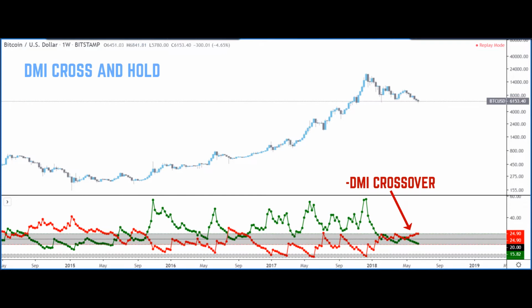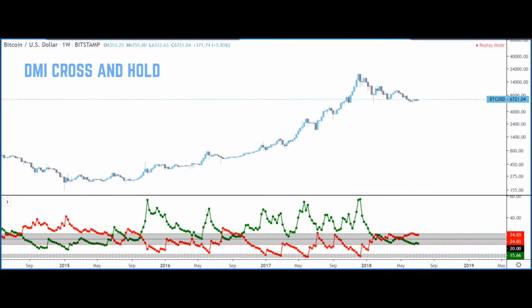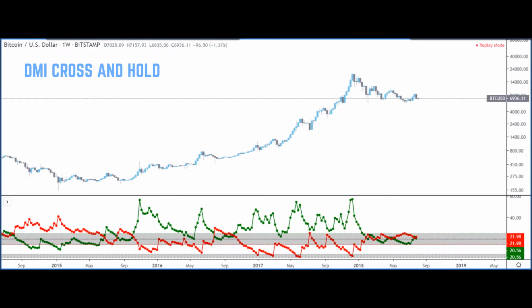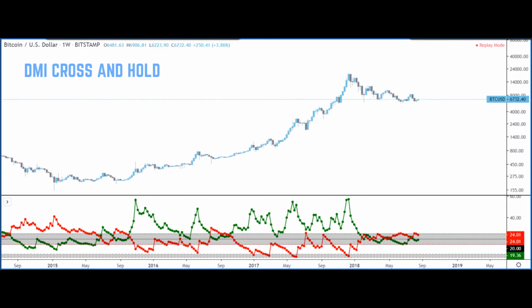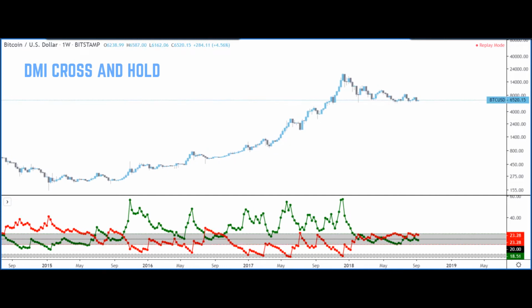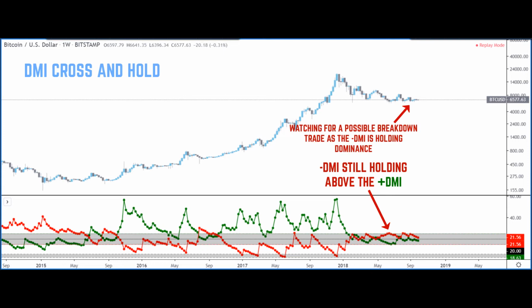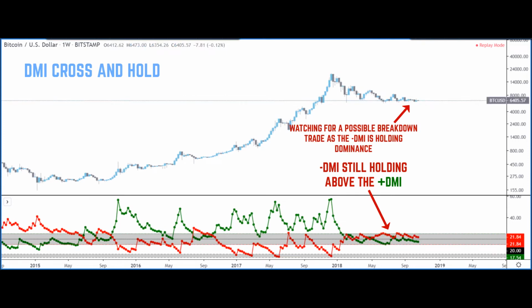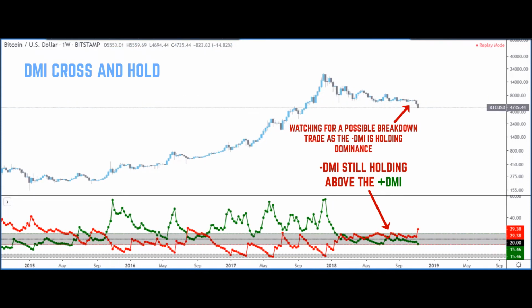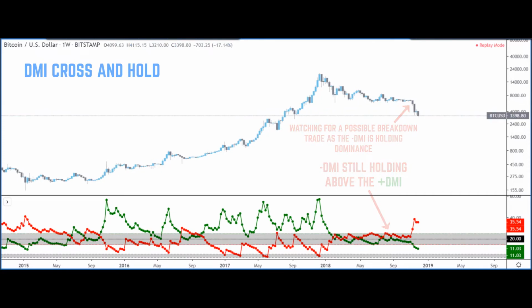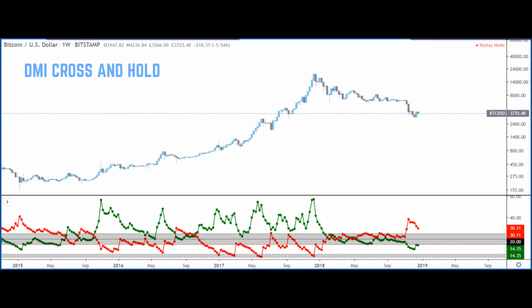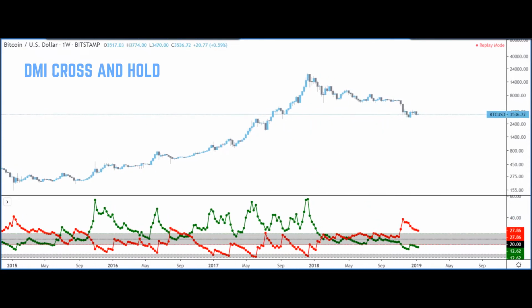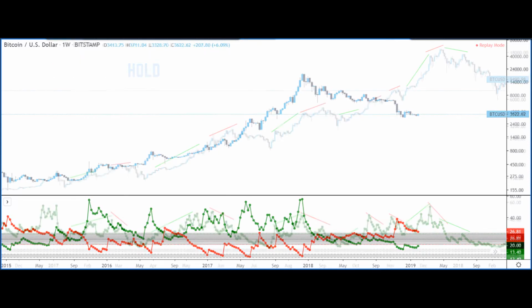The cross and hold is considered to be temporary dominance. Our trade bias is with the dominant DMI, and it is a good setup for breakout trades. The DMI gathers strength before the breakout, and we usually see it pull back a little, but as long as the pullback does not cross back over, it is a good setup for taking that breakout.